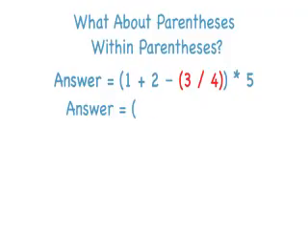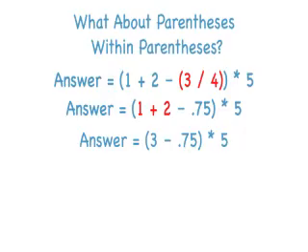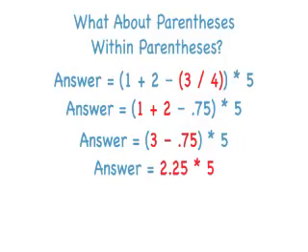Step 2. Apply the left to right rule, so you add the 1 plus 2. Step 3. Subtract 0.75 from the result. You will subtract 0.75 from 3. Step 4. Finally, multiply the result, 2.25, by 5.